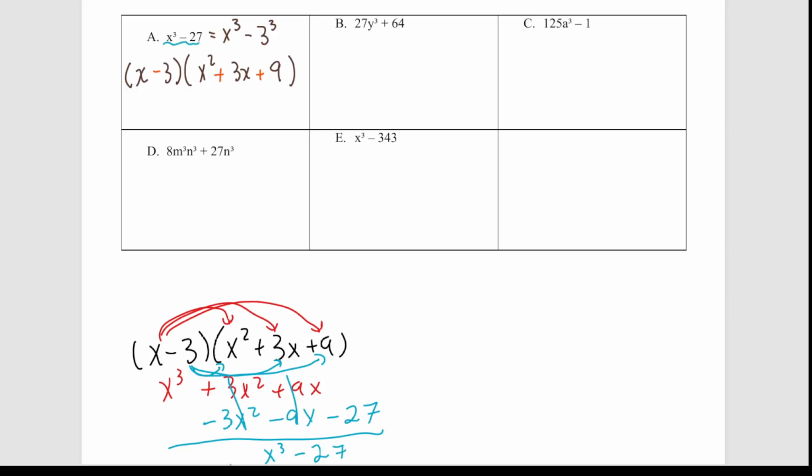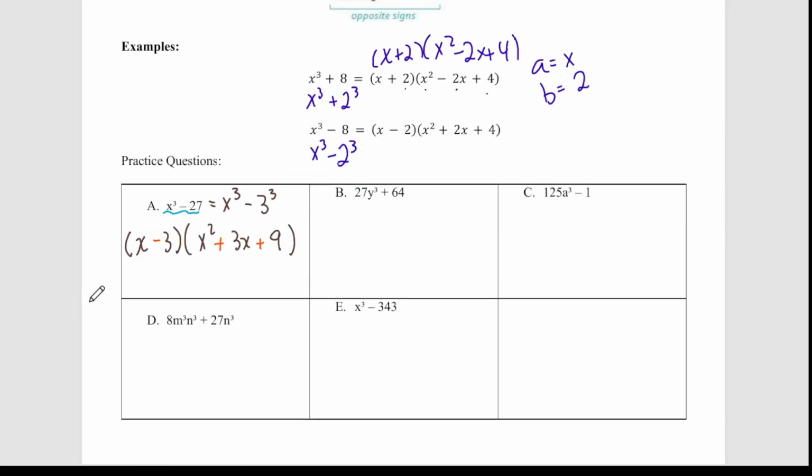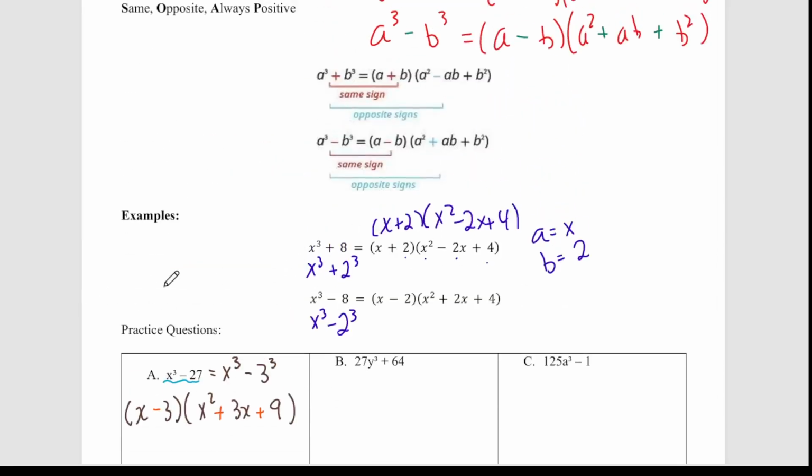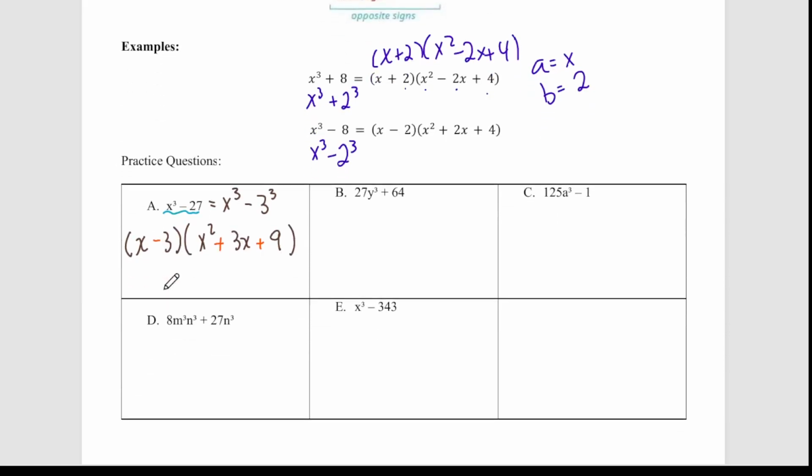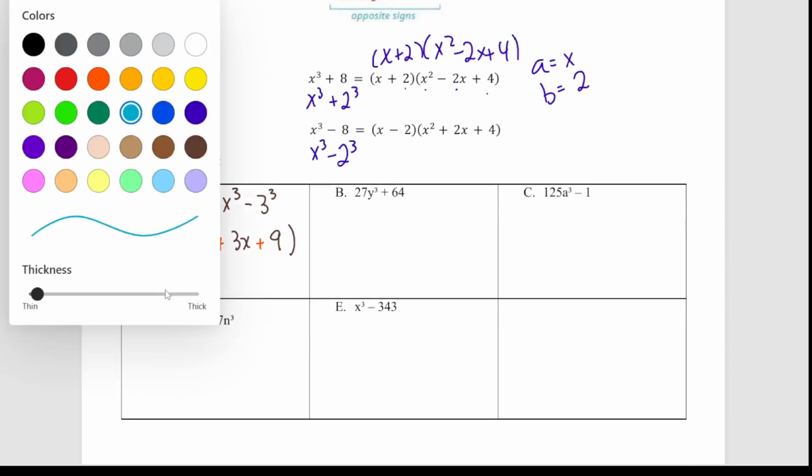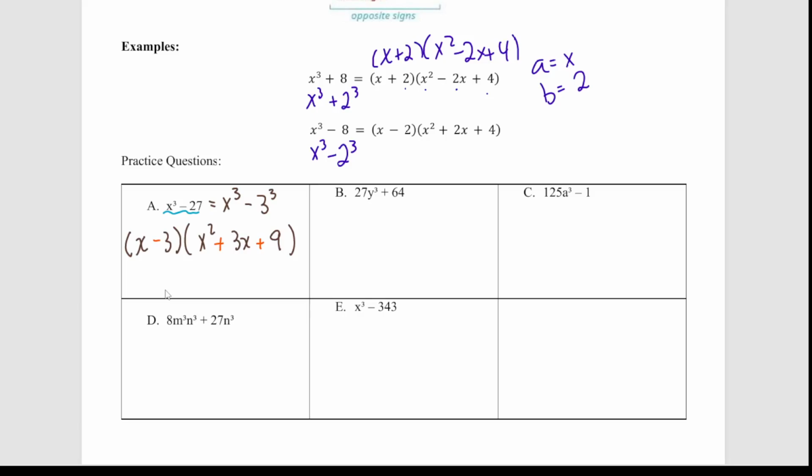I would encourage you to go ahead and pause the video and prove to yourself that the positive version, so the sum of cubes formula, also works, maybe even with the same numbers, because it does. So let's go ahead and try the next one. So once you have convinced yourself that the sum and difference of cubes formulas work, again, the key is recognizing what's being cubed in each one.